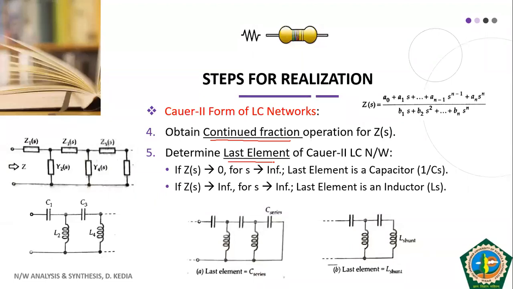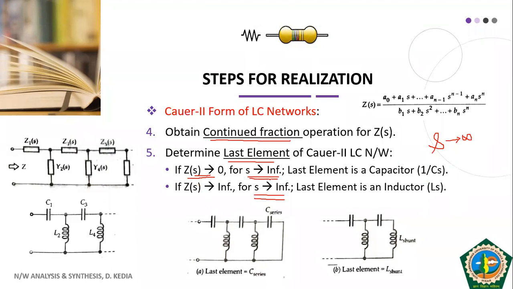So for the last element, if you remember, in Cauer 1 form, we had substituted s tending to 0. In Cauer 2 form, we will make s tending to infinity. All of you must have studied the limit chapter in your mathematics in your +1 +2, I think. That used to be a common chapter during your +1 +2. So if s tends to infinity, what will be the value of Z(s)? I think that you can easily make out.